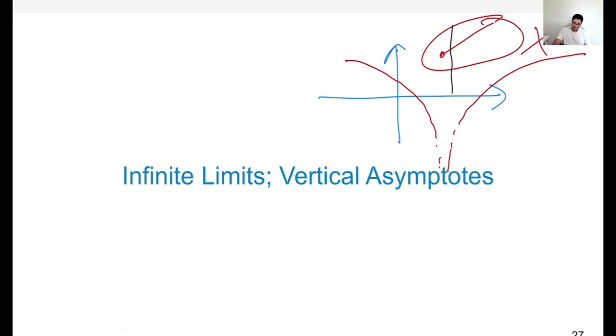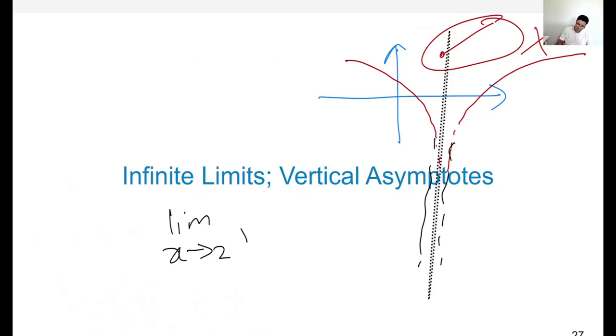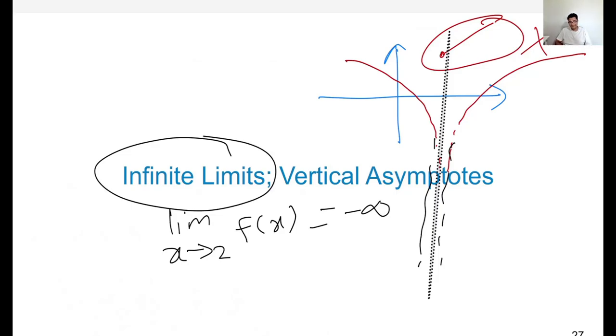You can always say the limit does not exist at x equal to 2. You can say that this is the situation at x equal to 2, the limit doesn't exist. Or you can say that it is going down, which is going to negative infinity. So you would say the limit as x approaches 2 of the function is negative infinity. Okay, and that is the idea of infinite limits.